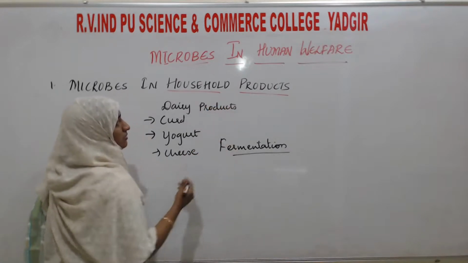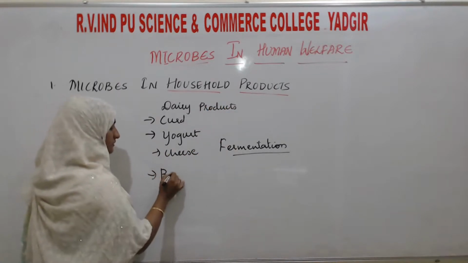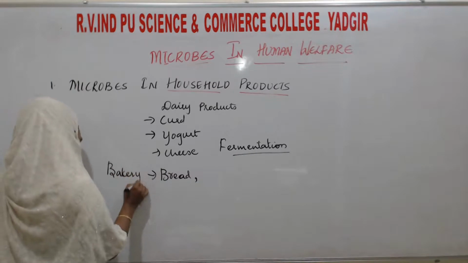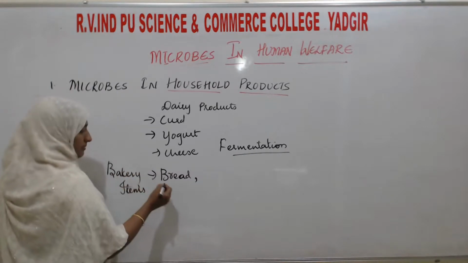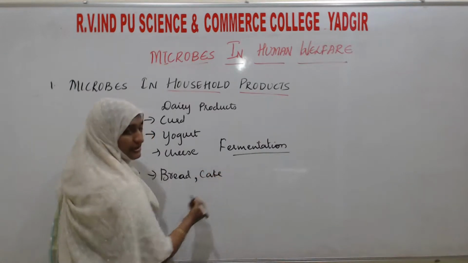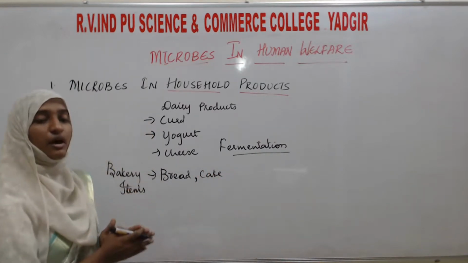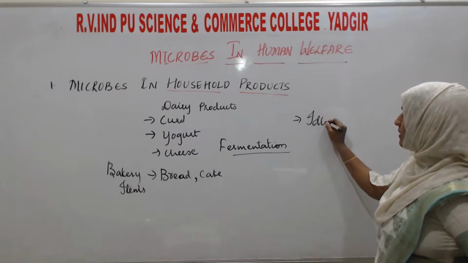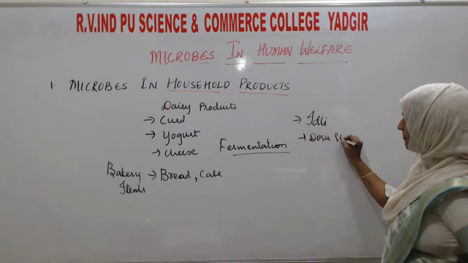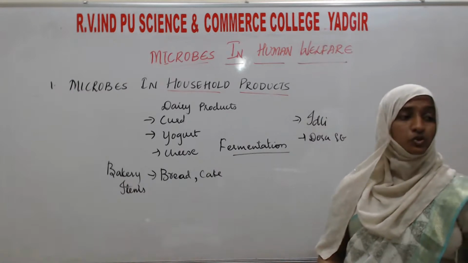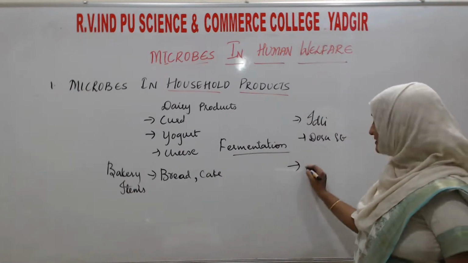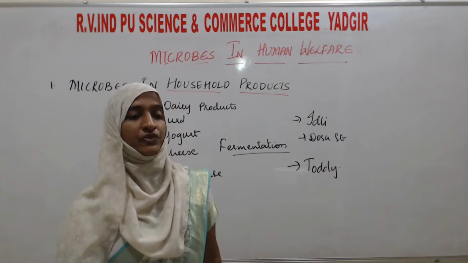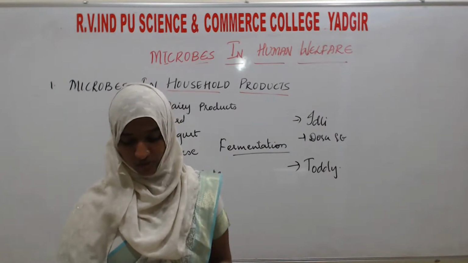Except these, among the other household products, microbes are used in the production of bread, whatever bakery items there are, such as bread, cake, etc. Then the fermented foods such as idli, dosa, etc. They are also used in the production of one drink, the toddy. So in this way, they are used in the production of many household products.